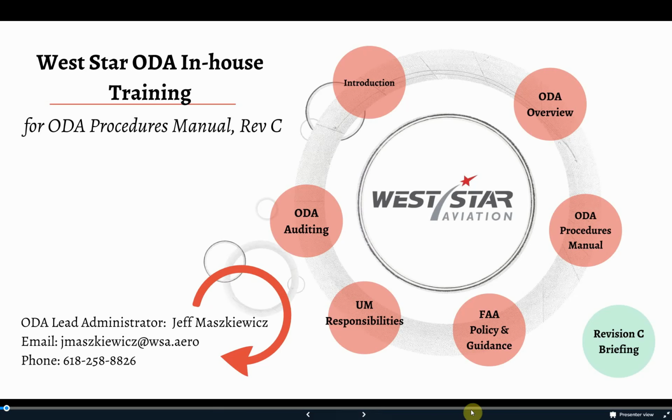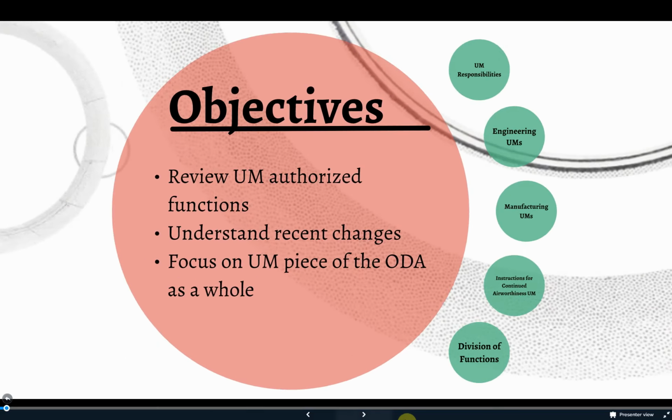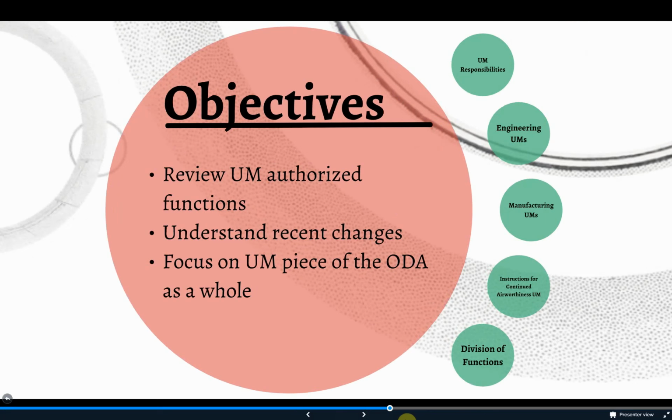The objectives of this part of the training are to: 1. Review unit member authorized functions so each person understands what their own authority means. 2. Look at the recent changes so their impact to how the ODA functions is understood. And 3. Help each unit member focus on their part of the ODA as a whole.